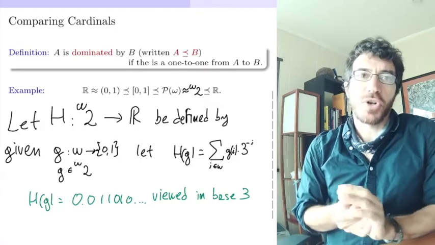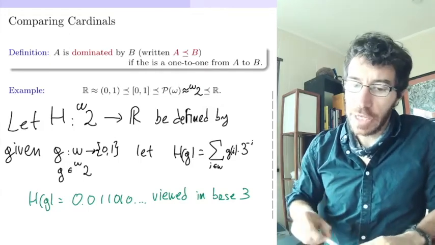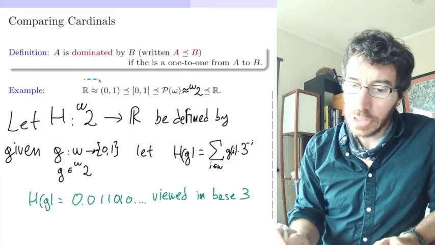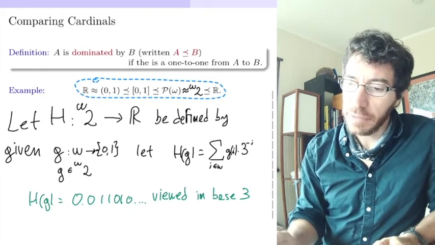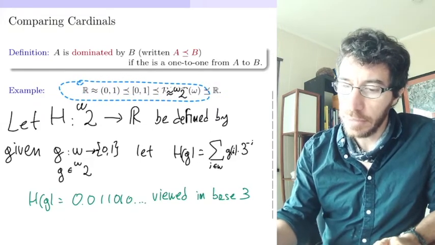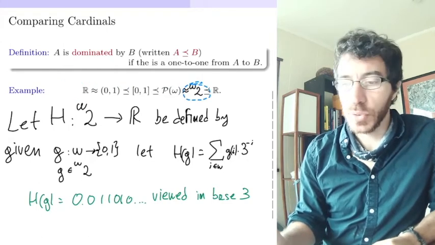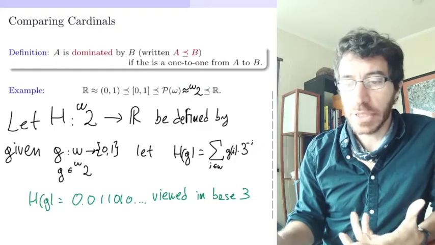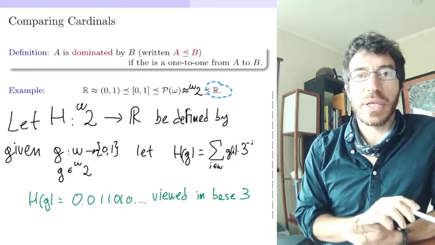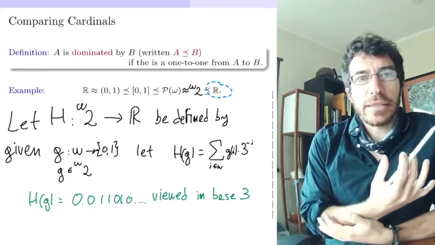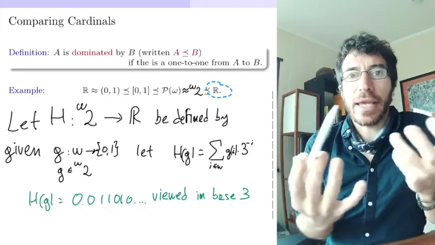Welcome back, everybody. So we saw before that the reals are dominated by the power set of the natural numbers, which is the same as the functions from the natural numbers to 2, and that the power set of the natural numbers is dominated by the reals. And then we say, well, that doesn't imply that they are equinumerous.